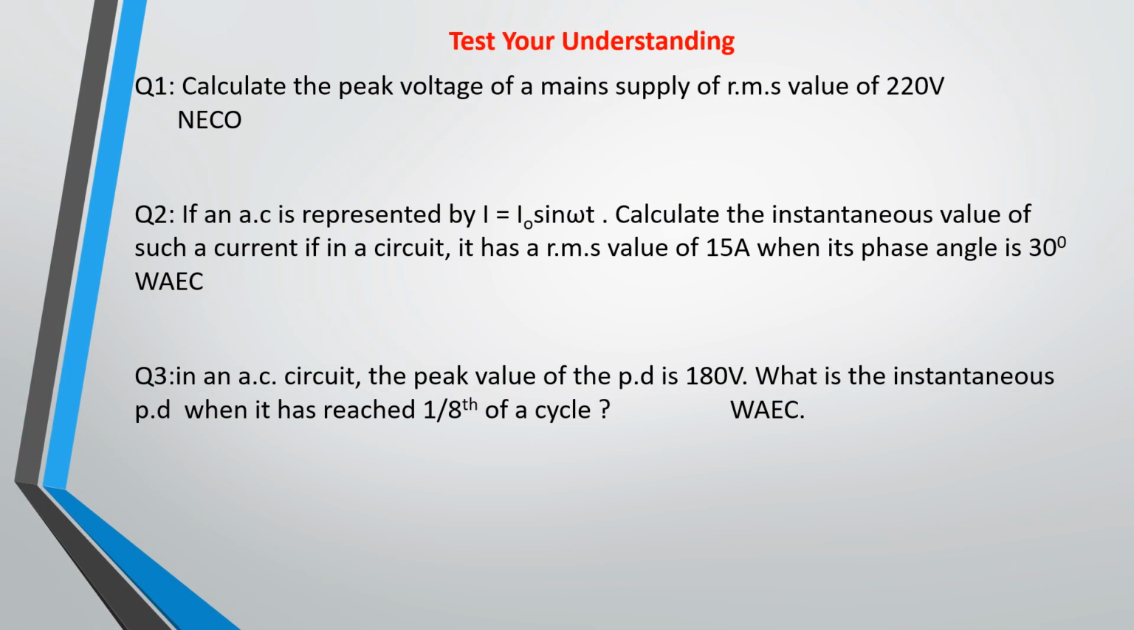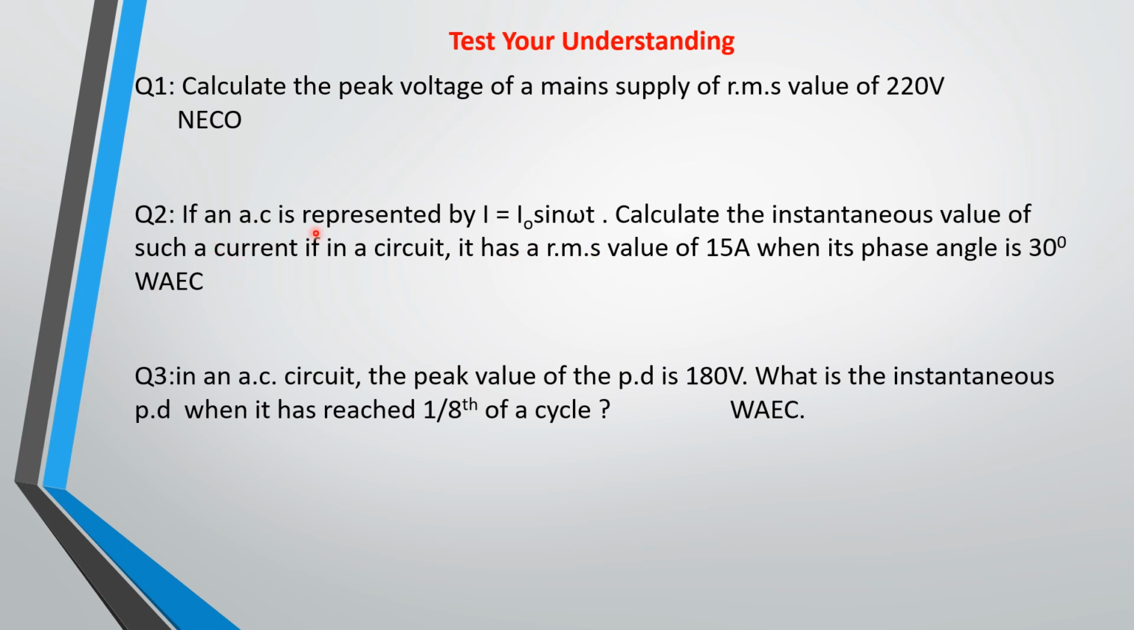Okay, so this is your test your understanding page. I want you to solve these ones. These are simple. Please calculate the peak voltage of a mains supply of this root mean square value. So you are given the root mean square value of the voltage. You are asked to find the V0, which is the peak value. So I think that should be easy for you.